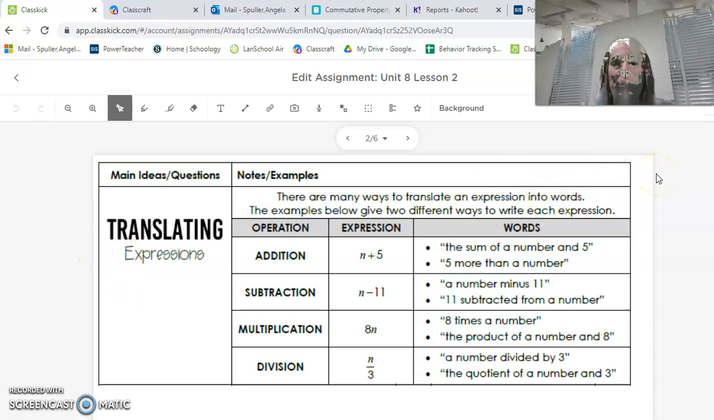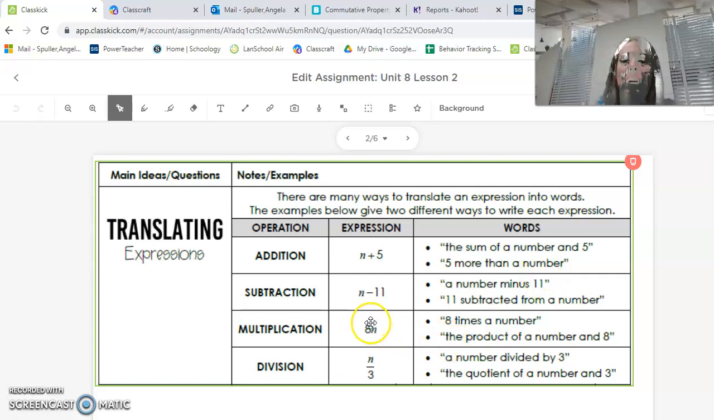There's many ways to translate an expression into words. So here are some examples of two different ways to write an expression. For addition, here we have n plus 5. We could say the sum of a number and 5, or 5 more than a number. Subtraction, n minus 11: a number minus 11, or 11 subtracted from a number.